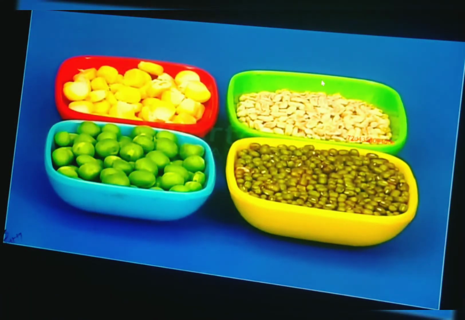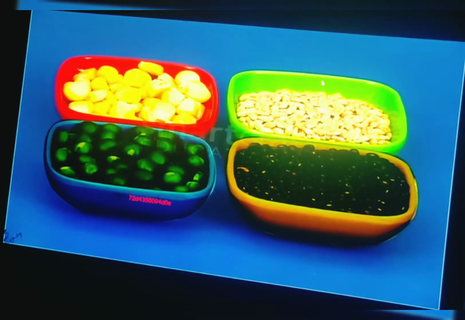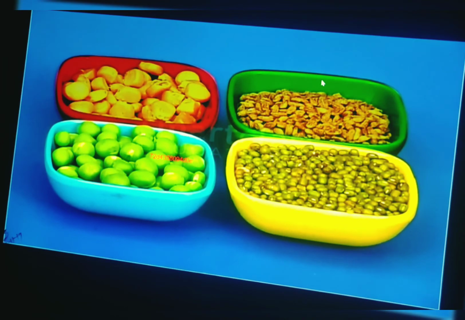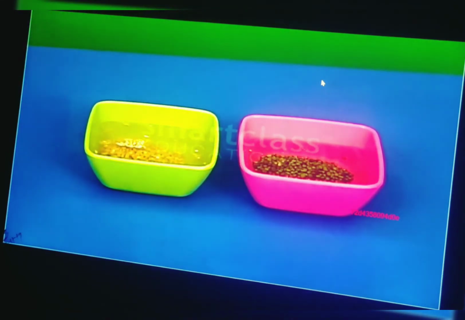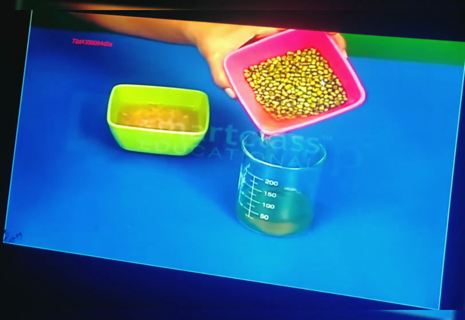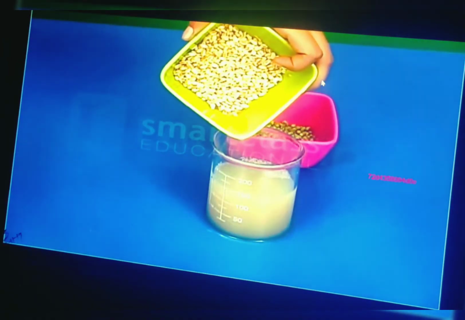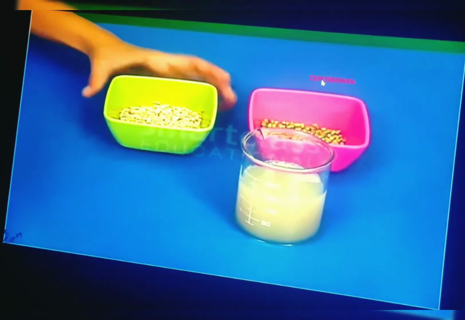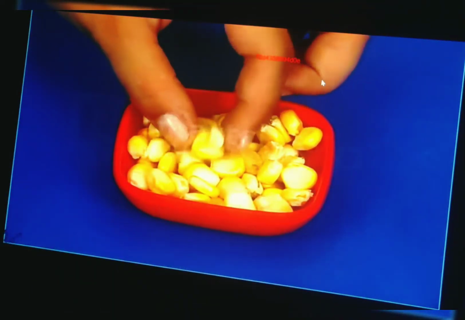Now let us study whether seeds of monocot and dicot plants show any kind of distinction. Take a few monocot seeds, such as wheat and maize, and a few dicot seeds, such as mung seeds and peas. Then put mung and wheat seeds in a bowl containing water and let them soak for 4 or 5 hours. After 5 hours, drain excess water from the bowl and take out the seeds. Now, with the help of forceps, remove the outer covering, that is the seed coat, from each seed.